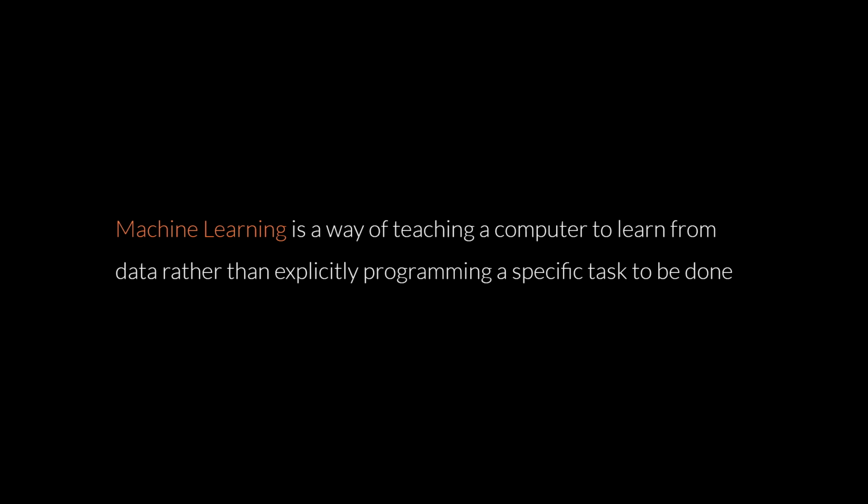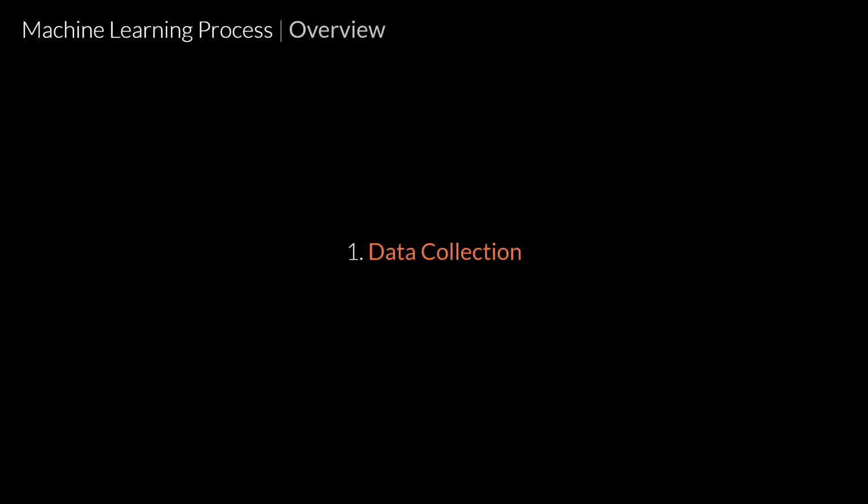Now there are a few main steps in the machine learning process, and the first one that you're always going to start with is data collection. This is, in my opinion, the most important step of the machine learning process. If you don't have good data, you're just not going to get very good results.